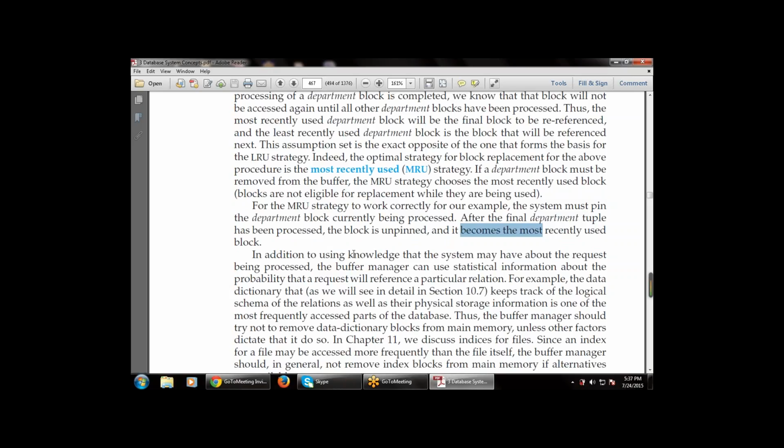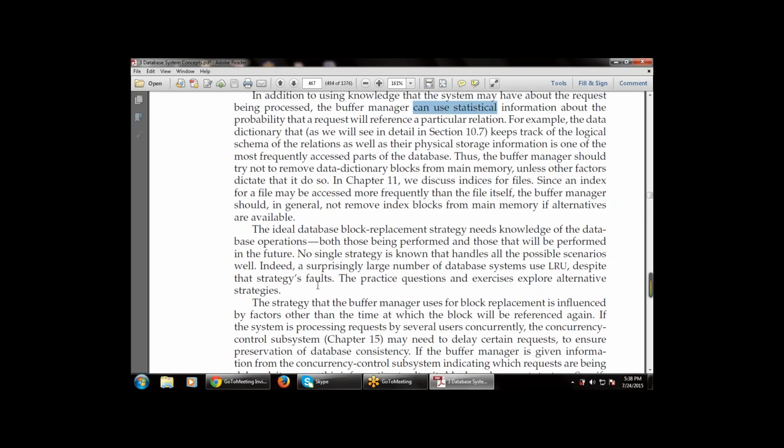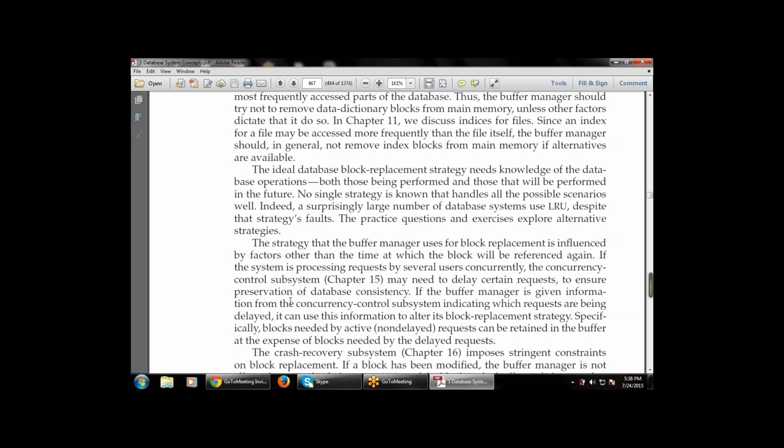In addition to using the knowledge of the request that is processed, the buffer manager can use the statistical information about the product. So there is statistical information that is also available about the product. The ideal database block replacement strategy needs knowledge of the database operations, both those being performed and those that will be performed in the future.